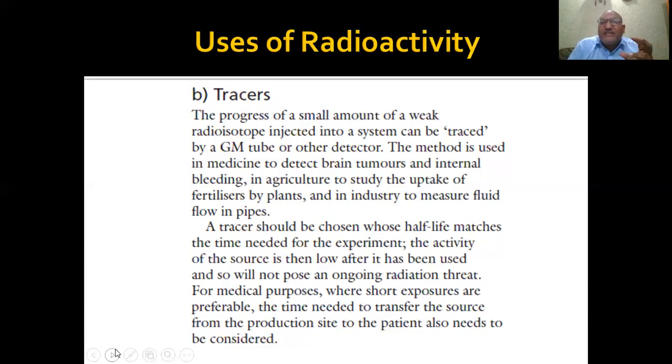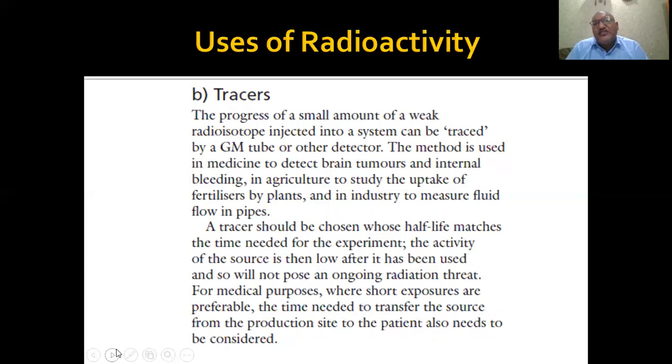What we do is mix the radioactive isotopes with the fertilizer. And when we mix it with water, and the plant's roots absorb that water, then by using the detectors, we are able to tell to which part of the plant the fertilizer and the radioactive isotopes have reached.